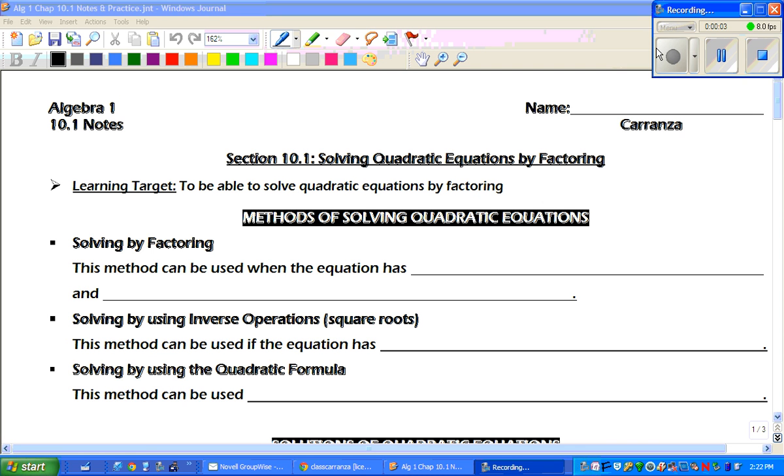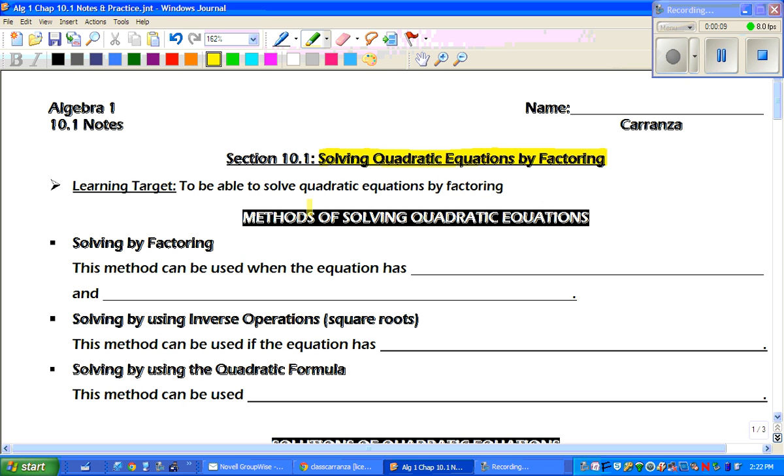Guys, this is Mr. Grice for Algebra 1, Chapter 10.1 Notes. Today we're talking about solving quadratic equations by factoring. Our learning target today is to be able to solve quadratic equations by factoring.